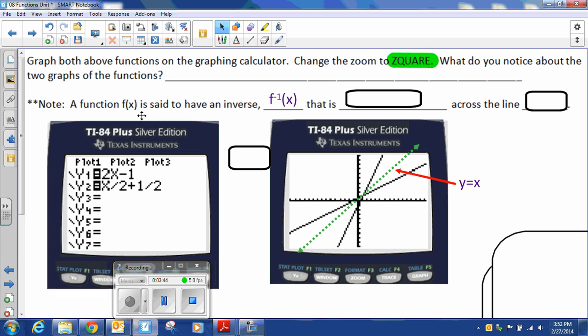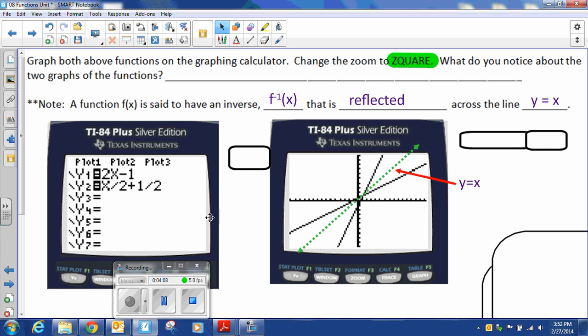A function f of x is said to have an inverse, f to the -1 of x. This is not really a power, but instead it's just a name. So we call this f of x, and we call this inverse f of x. And this inverse is always reflected across the line y equals x.